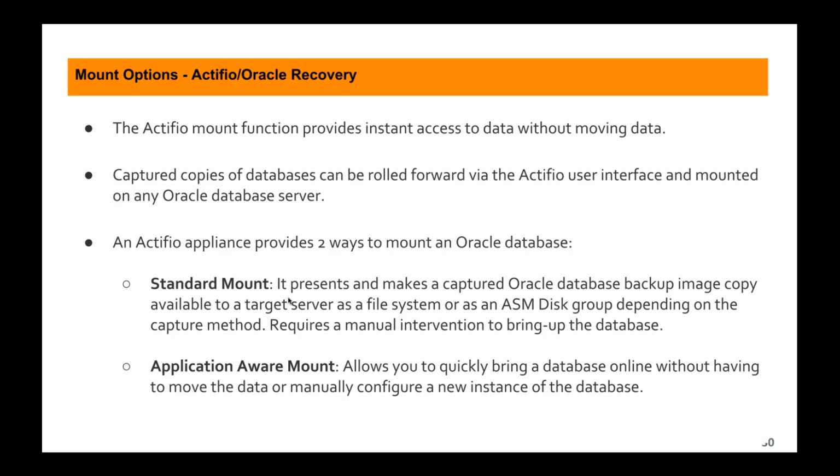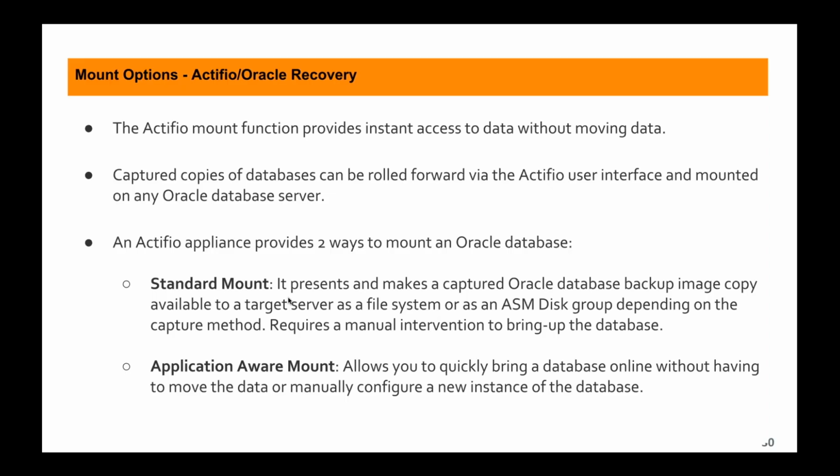For the standard mount, once you select the backup image and choose the standard mount option, Actifio is going to present it on the target host as a file system or as ASM, based on whether your source database is running on ASM. It presents as ASM based on your protection settings. If you selected a conversion from ASM format to file system format, it is going to present as a file system. Otherwise, by default, we present it in the same way we protected it. If it is protected using ASM, we present as ASM. If your protection is a file system, we present as a file system on the target host.